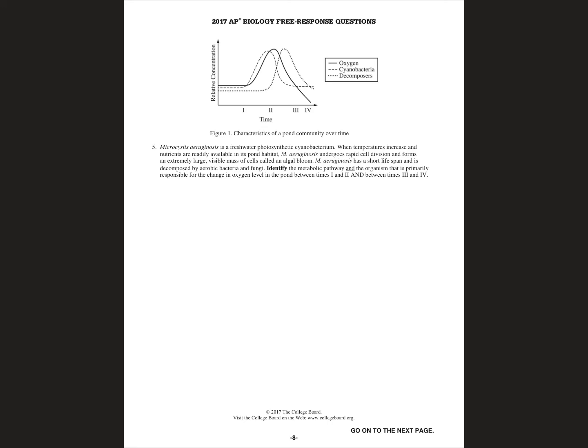Because of the population dynamics, and it's not really predator-prey because the decomposers don't prey on cyanobacteria, they just decompose them. But because of the population dynamics of the cyanobacteria and then the resultant decomposers, you're getting a change in the oxygen concentration in the water, which of course decreases the available oxygen for the fish in the water, so the fish die.